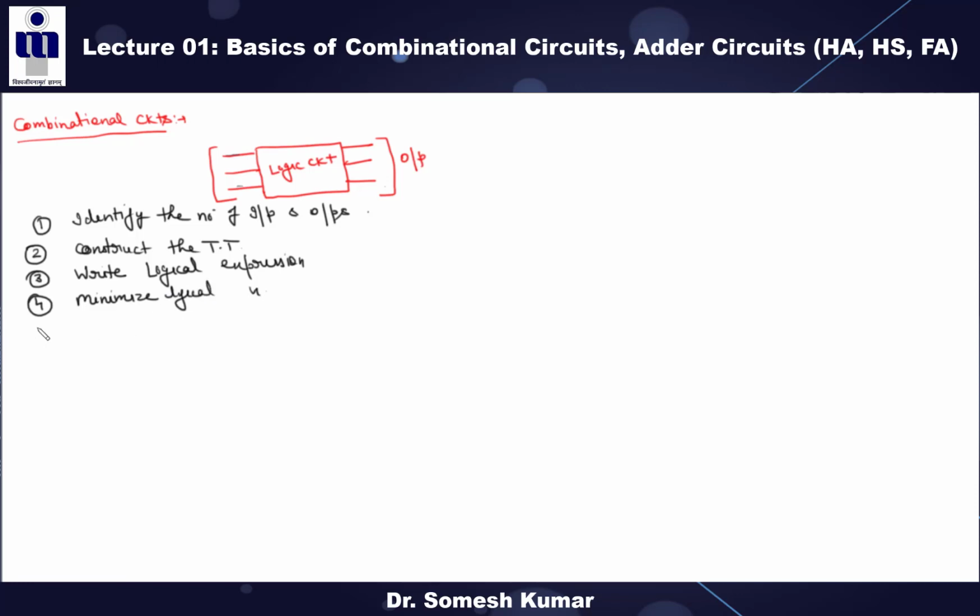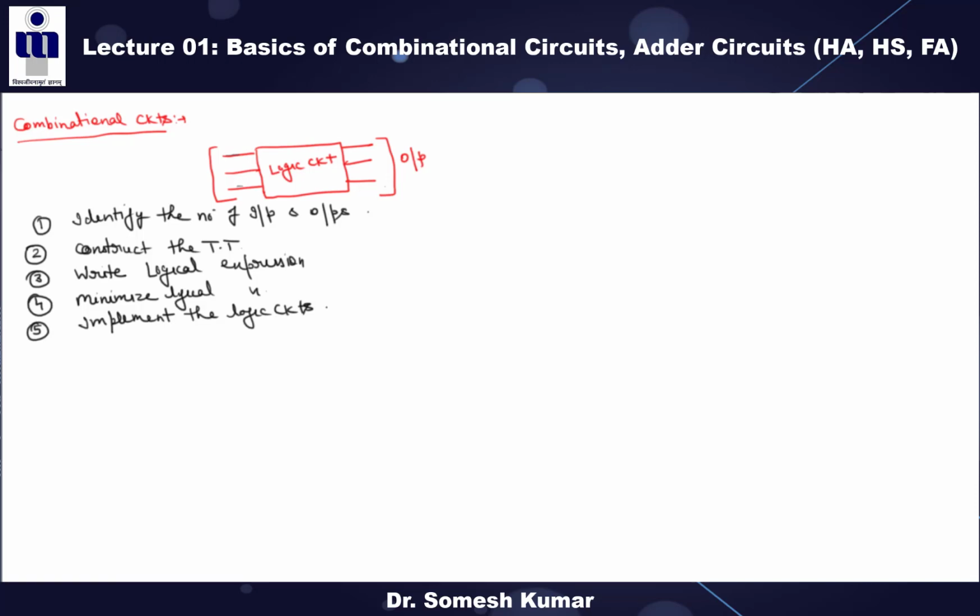right? And if the logical expression is minimized, it means your number of basic gates required to implement that expression is also minimized, right? So in the last step, you have to implement that logic circuit with the basic gates, right? These are all steps you have to follow basically to design any combinational circuit, right?